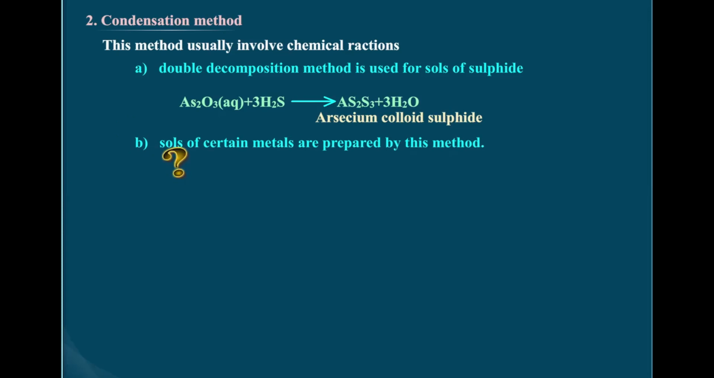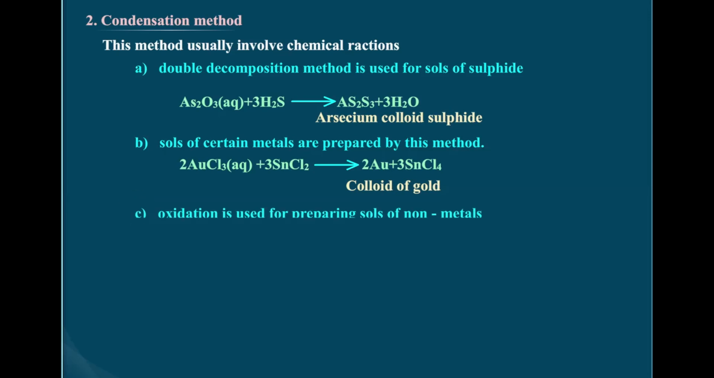Second one, sols of certain metals also can be prepared by this. A gold sol. How to prepare a gold sol? It can come for the board exam. That is prepared by mixing AuCl3 and SnCl2. This is one way of preparing. In your textbook, there is another reaction given, AuCl3 plus formaldehyde plus water. In this way, also through reduction, you can prepare gold sol, that is Au plus HCOOH plus HCl. So in your textbook, there is another reaction given.